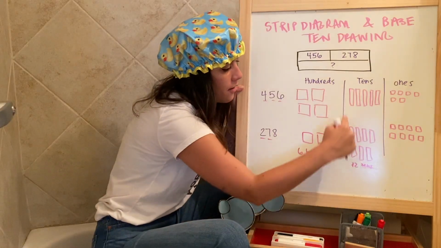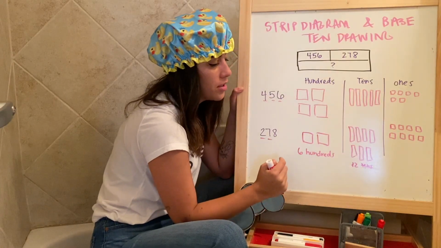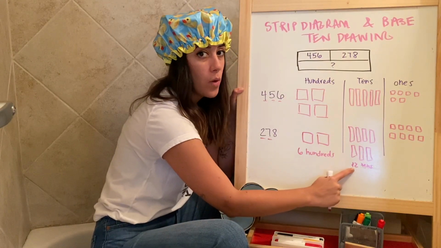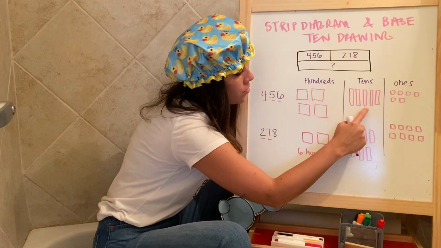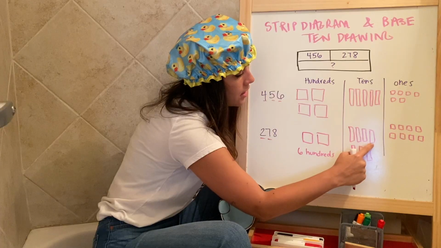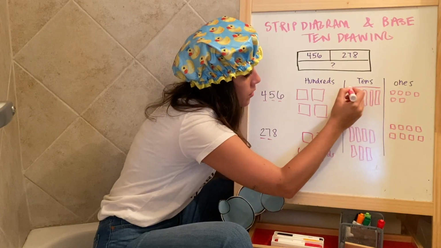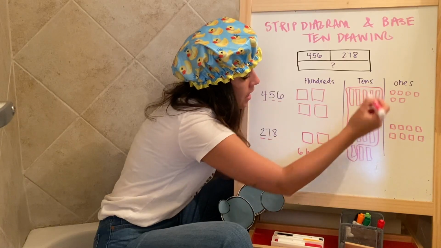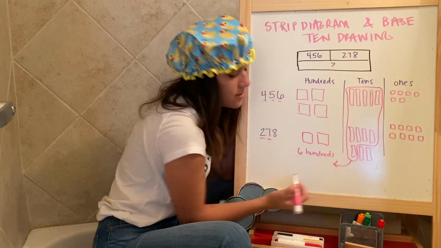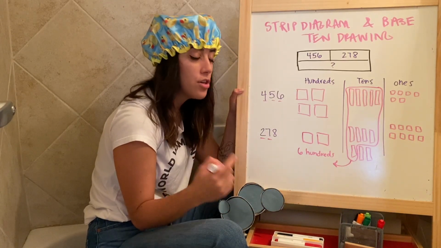How many of these does it take to make 100? It takes 10, but I have 12. So maybe I should regroup these. 1, 2, 3, 4, 5, 6, 7, 8, 9, 10. So I am going to circle this and count that as a new 100. I have a new 100 mark.